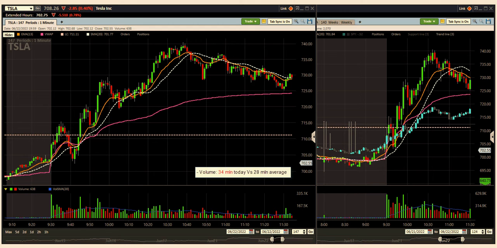And then look at the pullback here. The selling volume is low, below the average volume, and then it moves up again. Once it moves up right here, look at the volume. It's very low on the new high, and then it starts topping out.